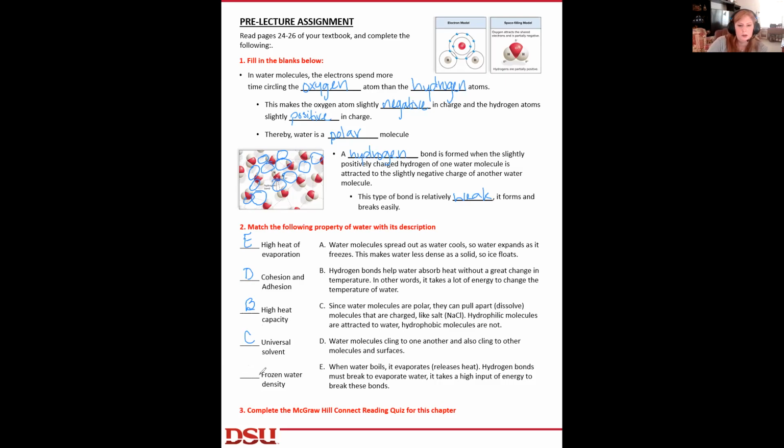Okay. Frozen water density. Frozen water or solid water is less dense than liquid water. It allows water to float on the surface and keeps things in lakes and ponds from dying. Because if water froze from the bottom up, everything in that would die. Okay? All right. Well done. Moving on.